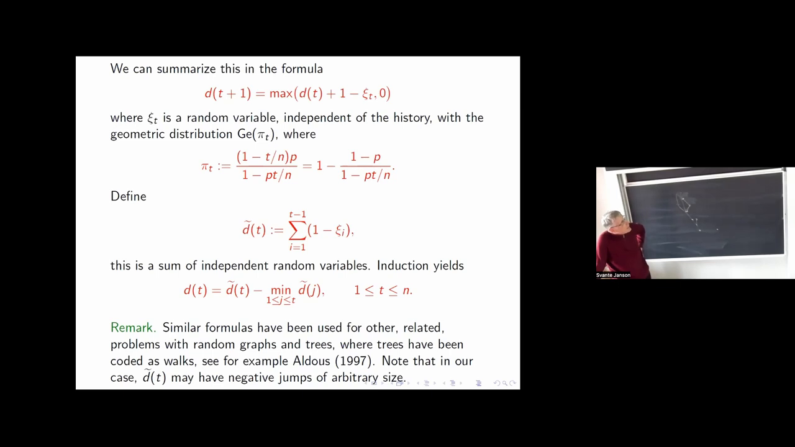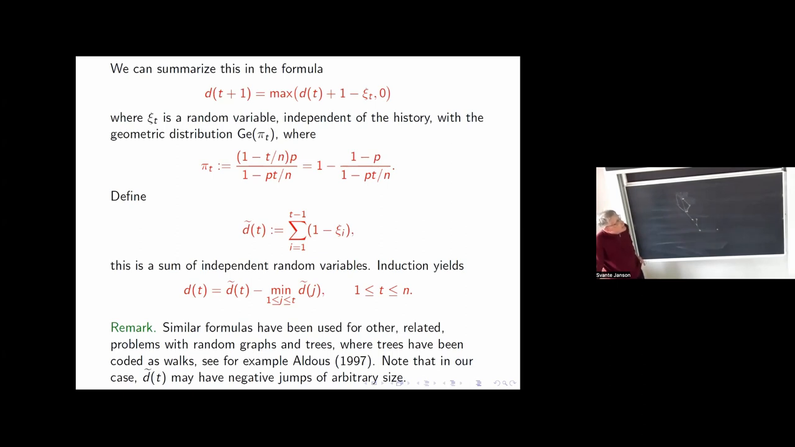Okay, so we have this maximum in the first formula, but what we do first is we ignore this maximum thing and define this d tilde of t. That's the sum of these increments, or differences, I should say, if we didn't have the maximum thing to begin with. That's just the sum of independent random variables with some, well, not identical, but some simple distribution, so it's easy to treat this thing. And then it's easy to see by induction that formula over here that the real depth is this d tilde minus the minimum of d tilde up to the present time.